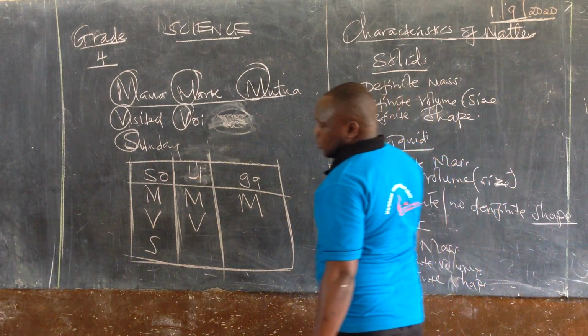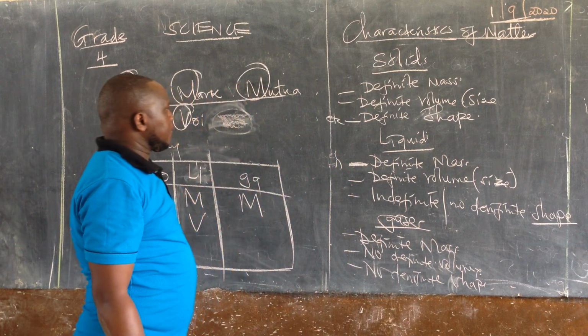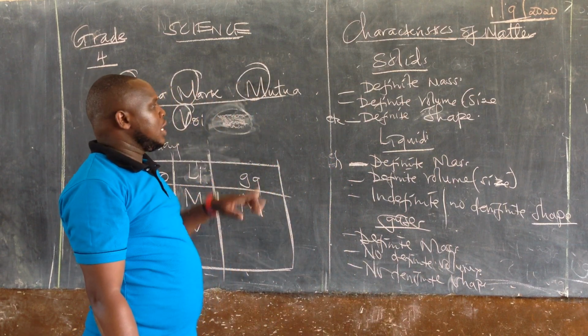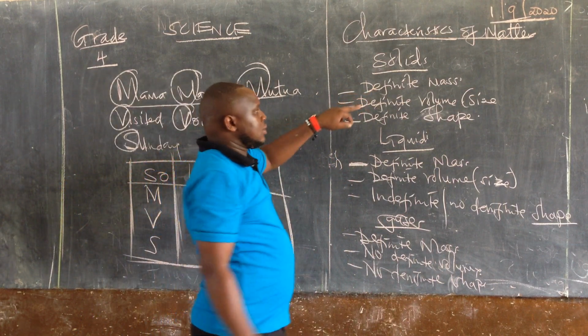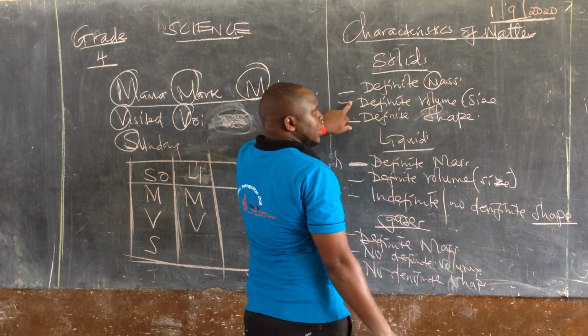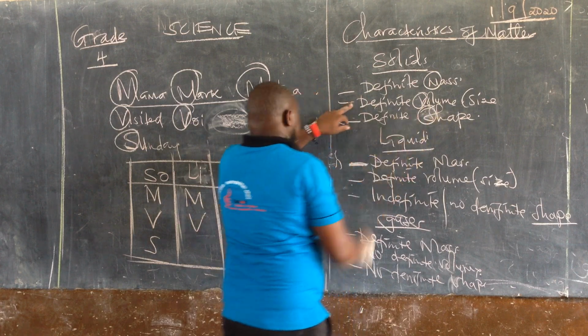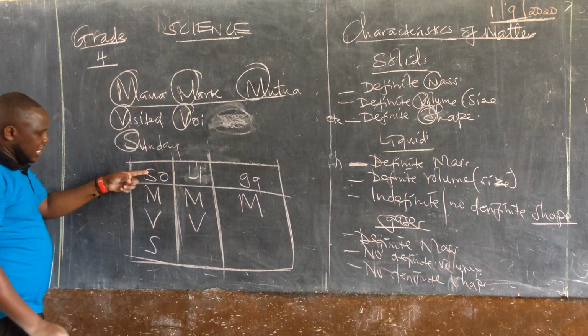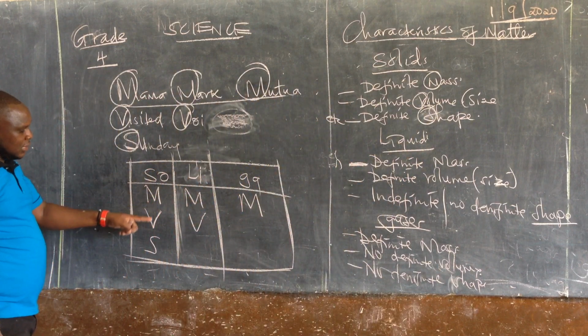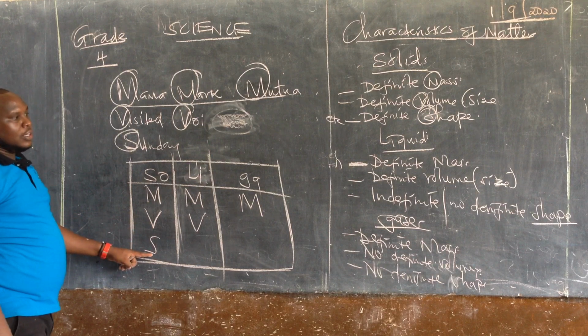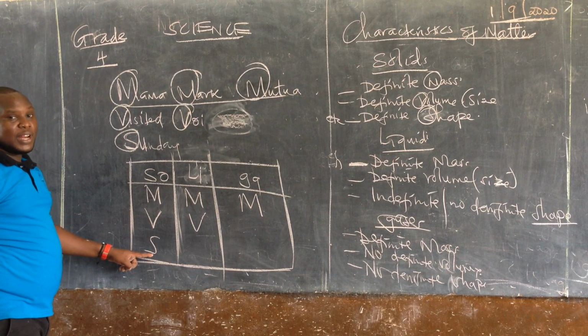Characteristics of different matter. So we are going to go back to that. What did we learn about solids? Solids have definite mass. Look at what it starts with. Definite volume, V, and definite shape, S. Is that what solids contain? Yes. Mass, volume, and shape. So that's where the formula is coming from.